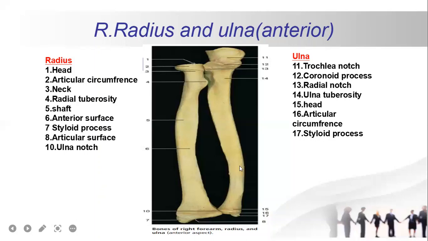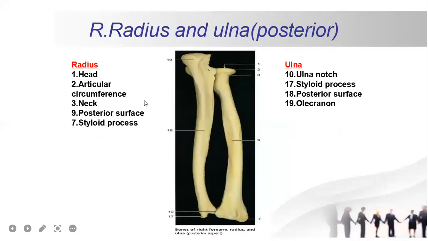Let's now proceed. This image was taken from the posterior aspect, and we are able to identify still the anatomical surfaces. Number 1, obviously the head of the radius. Number 2, the articular circumference. Number 3, the neck. Number 9, the posterior surface. Number 7, the styloid process.